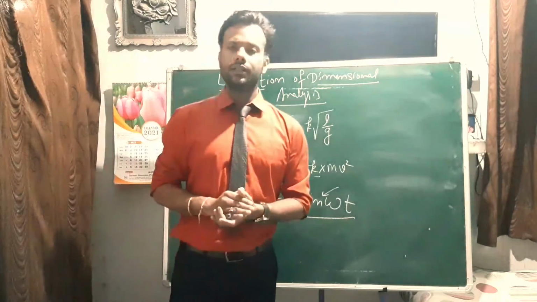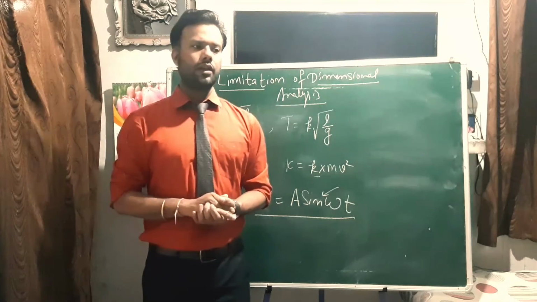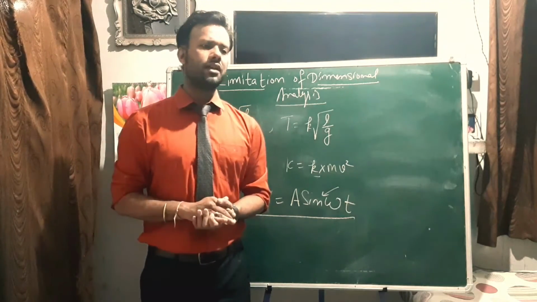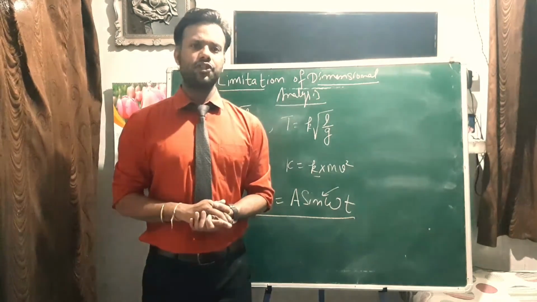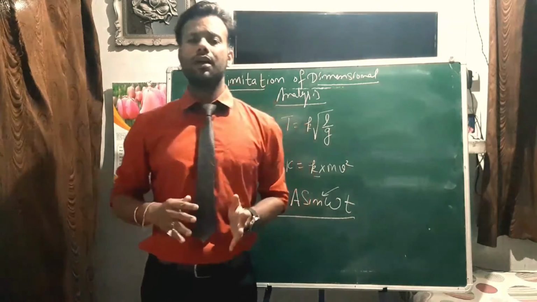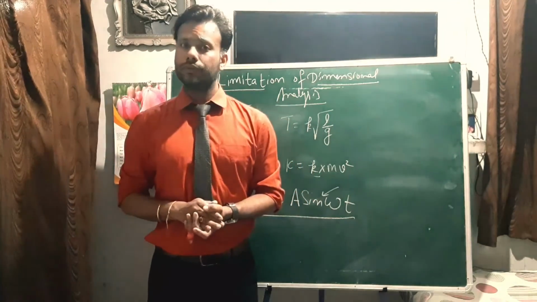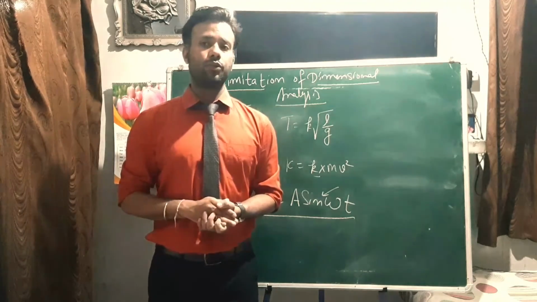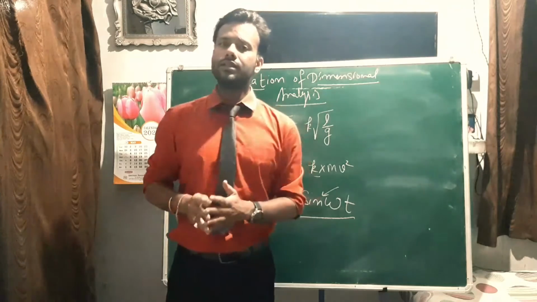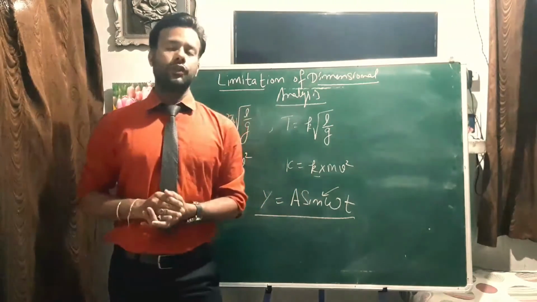So these are 3 limitations of dimensional analysis, and that is why this method is not, we can say, so efficient. It is less efficient than the mathematical method, because if you prove any formula mathematically, then that formula will be correct dimensionally also, right? But if you prove any formula by the dimensional method, then there is a chance that the formula will be mathematically wrong. Okay, so these are the limitations.